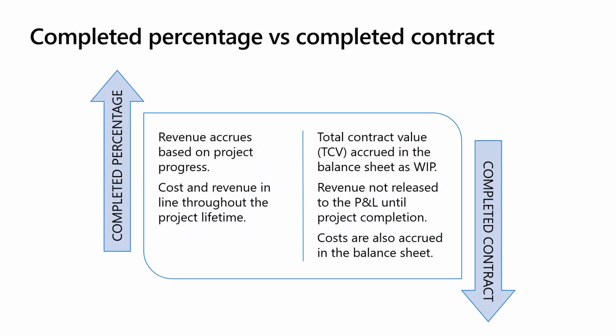Before we start looking into the system, I just want to spend a couple of minutes on the two revenue recognition accounting rules we have available. With the completed percentage accounting rule, both cost and revenue are released to the P&L in line with the progress made on the project. With a completed contract accounting rule, cost and revenue are accrued in the balance sheet and do not get released to the P&L until the project is complete. The accounting rule is governed by the project group, so we need to set up the project groups applicable to our accounting requirements.